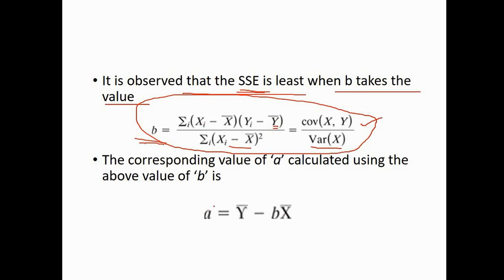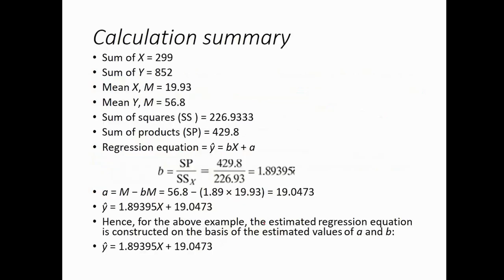So once you know the b value, you can obtain the value of a by substituting the values of mean x, mean y and the b value. We will get the value of a here. This is how we compute the values of a and b from the given data set.